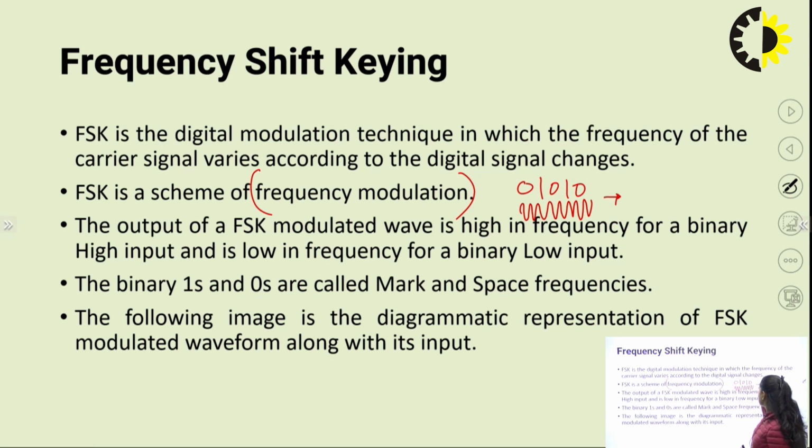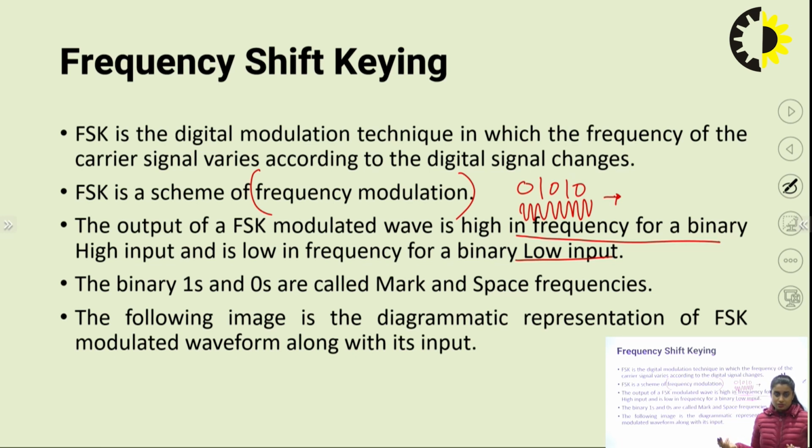And what kind of results are we expecting? Here the frequency of my carrier wave will be varied corresponding to the input message. That means I am going to get the frequency value as per the binary input, and I do have two variations of input, either bit 0 or bit 1. So corresponding to bit 0 I'll have a frequency value, and corresponding to bit 1 I'll have another frequency value, right? Here the output of an FSK modulated wave is high in frequency for a binary high input and low for a binary low input. We can take the vice versa case as well, right?